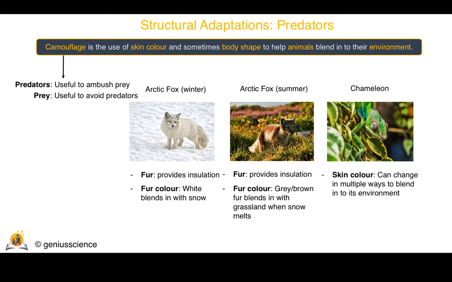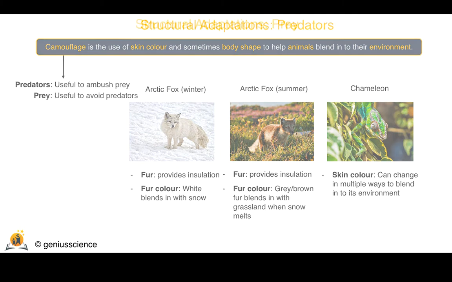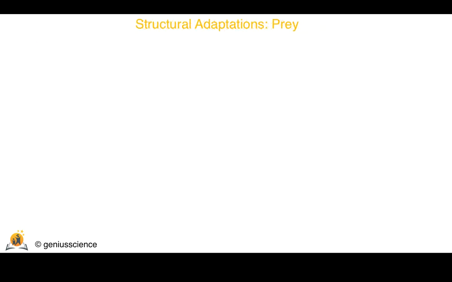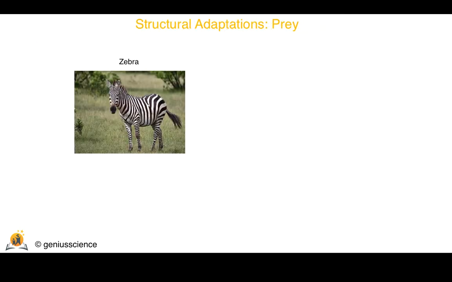Let's now take a look at some examples of structural adaptations in prey species. First up, we have the zebra, and the zebra is hunted by lions and other big cats. To humans, the zebra stripes look very obvious. However, it is not the colour that allows it to camouflage. In fact, it is the pattern, and this is known as pattern camouflage. The wavy lines of the zebra blend in with the wavy lines of the tall grass and trees.